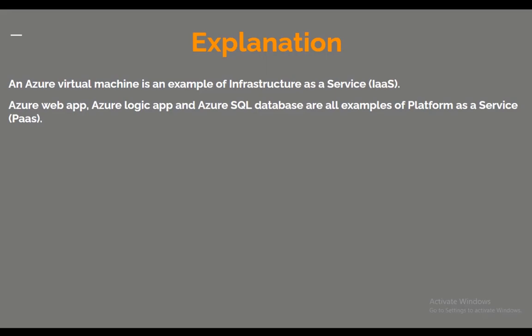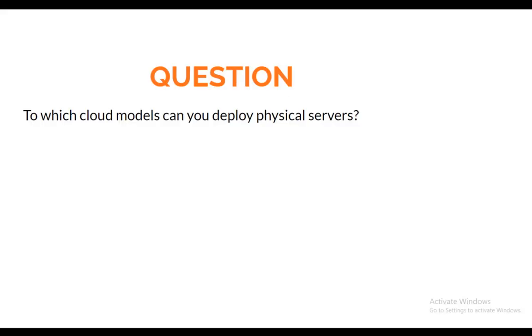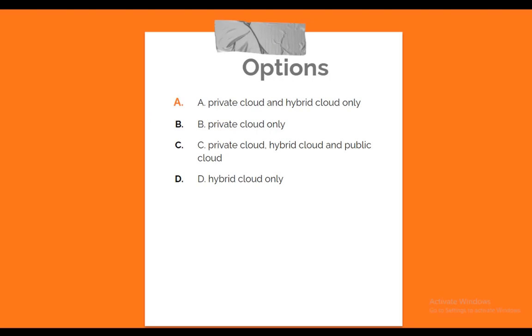Next question. To which cloud models can you deploy physical servers? And here are the options. Option A, private cloud and hybrid cloud only. Option B, private cloud only. Option C, private cloud, hybrid cloud, and public cloud. Option D, hybrid cloud only.